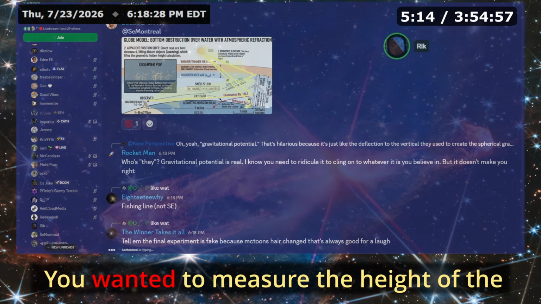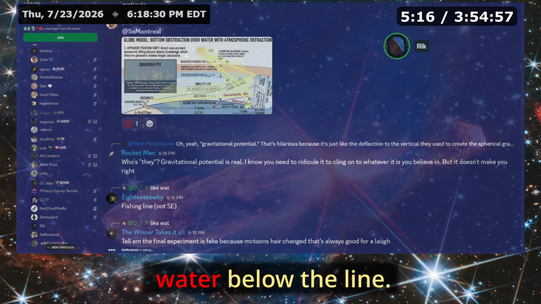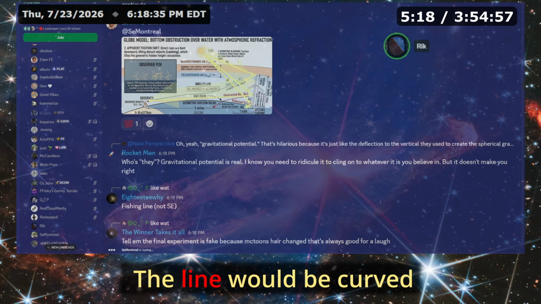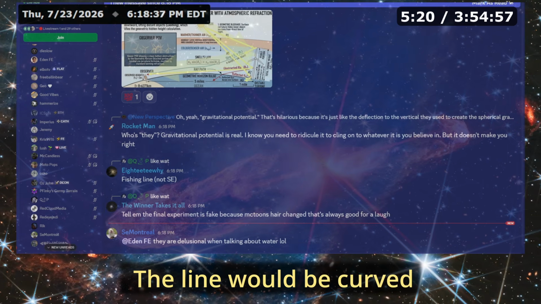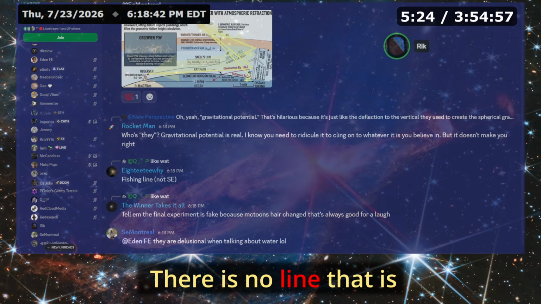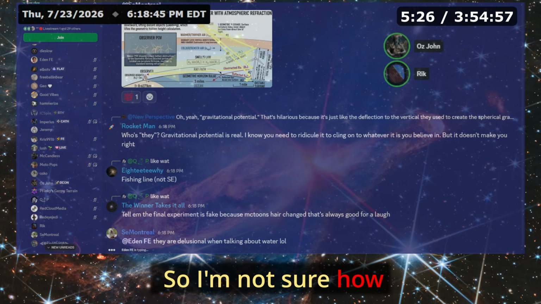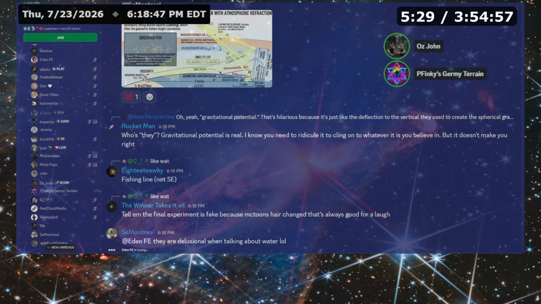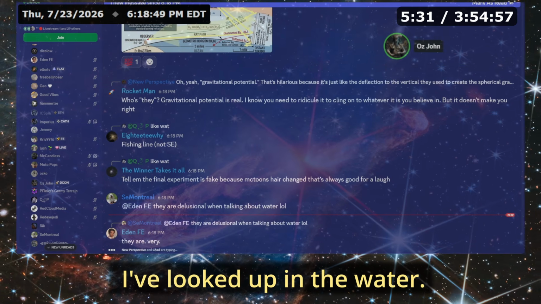You wanted to measure the height of the water below the line. The line would be curved because it would not be neutrally buoyant, maybe in water, but not in air. There is no line that is neutrally buoyant in air, so I'm not sure how neutrally buoyant line helps us. Right, no, I think they're saying in the water. Yeah, in the water.